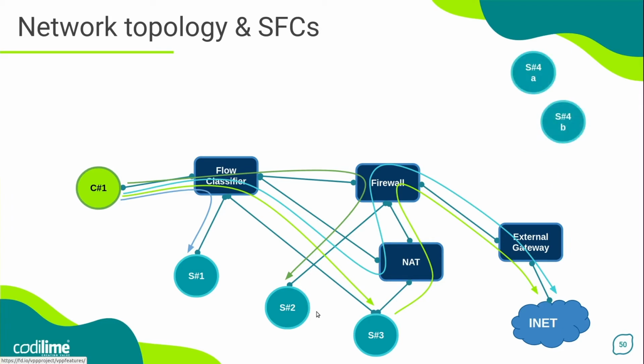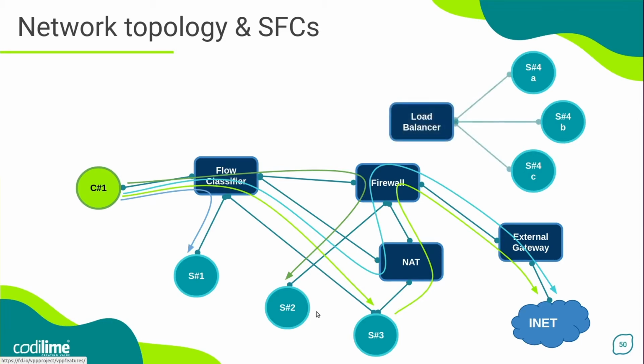And the last service in our setup is service 4. 3 instances of the service will be deployed in total. Therefore, we need the load balancer CNF on the path between the client and service 4. And this completes our setup from the data plane perspective.